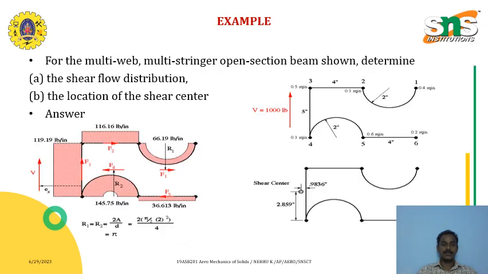For example, for the multi-web, multi-stiffener open section beam shown, determine the shear flow. The shear flow distribution and the location of the shear center are shown here. In the diagram, we have two stiffeners with the curved web, and the answers are shown here. The shear flow distribution and the shear center are located 2.859 inches from the vertical, and 0.9813 inches from the horizontal.